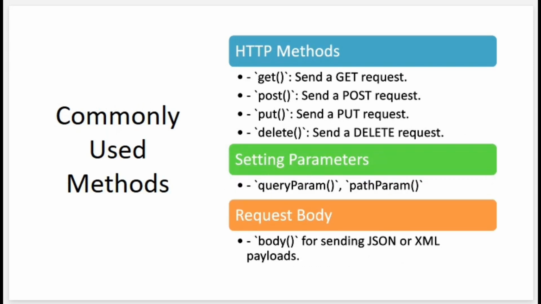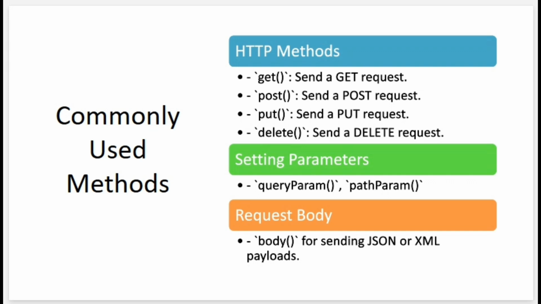Now there are some most commonly used methods, like dot get, which will send a get request. Dot post will send the post request. Similarly dot put will send the put request, and dot delete will send the delete request. So these are all HTTP methods. With these methods you can write various API test cases and execute them in an automated way.